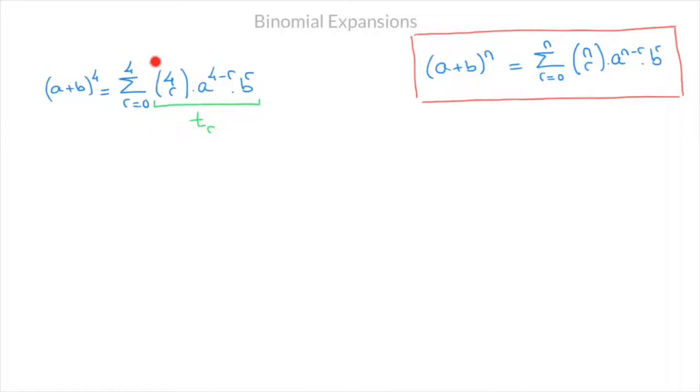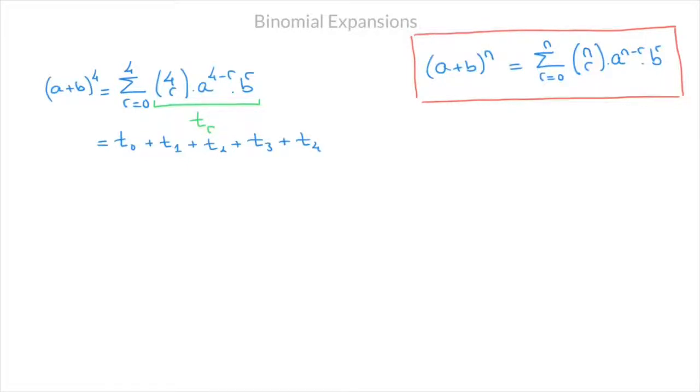And what this summation symbol is telling us to do is to add all of the terms we obtain by replacing r inside this general term by all of the integer values between 0 and 4. In other words, this sum is equal to T0 plus T1 plus T2 plus T3 plus T4.